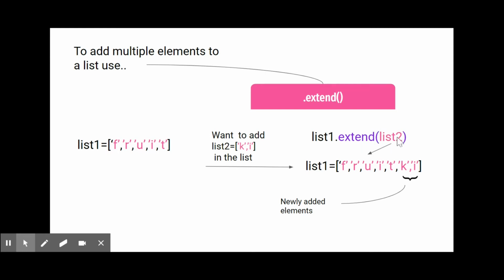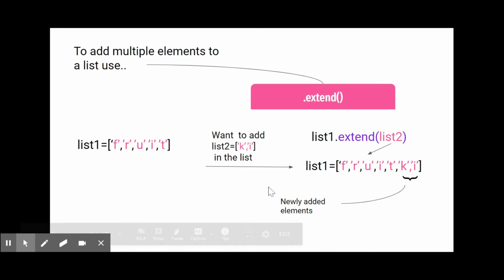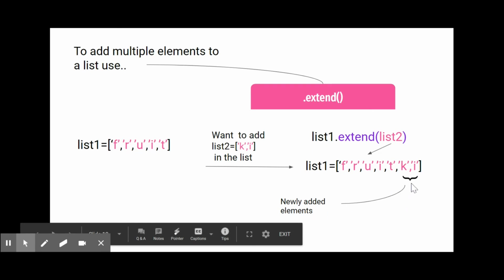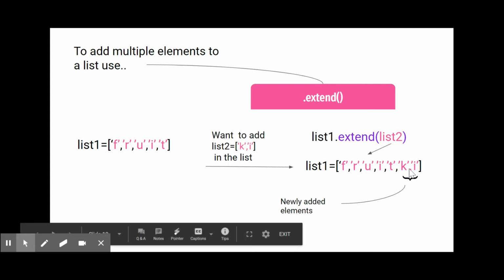So it's in a list format, right? Now what is the result? You can see fruit, which is the same as before, and k and I. These are the newly added elements. Just as append works, the newly added elements are always added towards the end, not in the beginning or in between or anything like that.